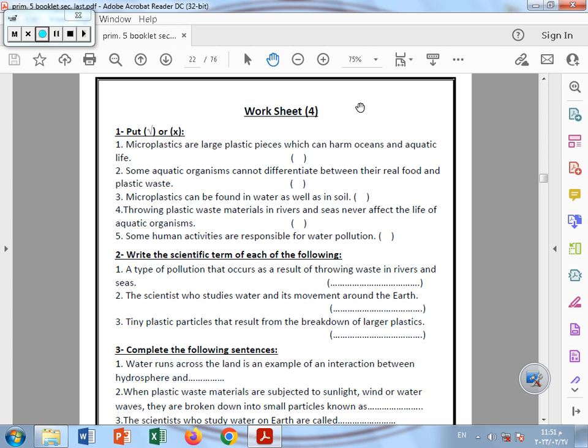Number 3: Microplastics can be found in water as well as in the soil. Right. So as we said, the Indian scientists got samples from the soil and water, and they found out that the soil also contains microplastic. Number 4: Throwing plastic waste materials in rivers and seas never affects the life of aquatic organisms. That's wrong. It affects the life of aquatic organisms. That's all for this part, and thank you for listening.